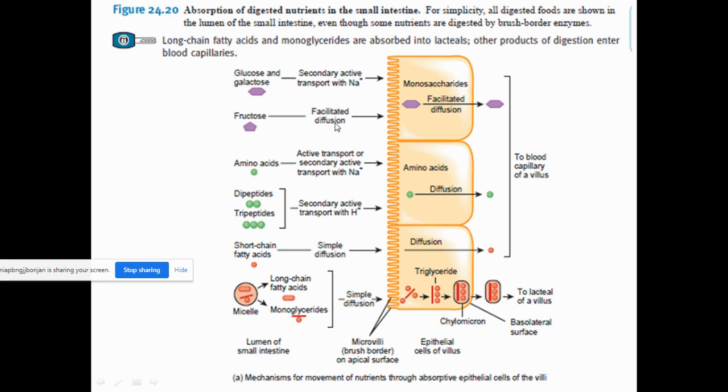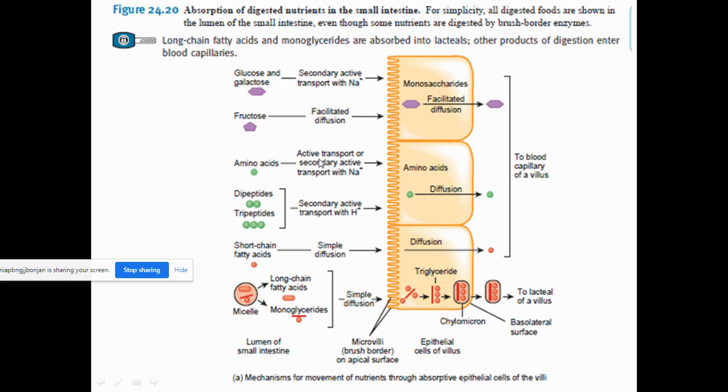So fructose is transported by facilitated diffusion, whereas glucose and galactose are transported into the absorptive cell via secondary active transport coupled along with the sodium. So this is a process called facilitated diffusion or the secondary active transport, through a symporter.